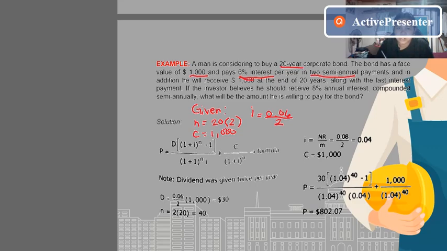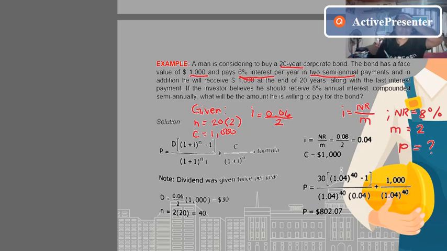If the investor believes he should receive 8% annual interest compounded semi-annually, so we have our nominal rate. Remember, our nominal rate is 8%, compounded semi-annually, so M will be 2. Our unknown, what will be the amount he is willing to pay for the bond, will be P.